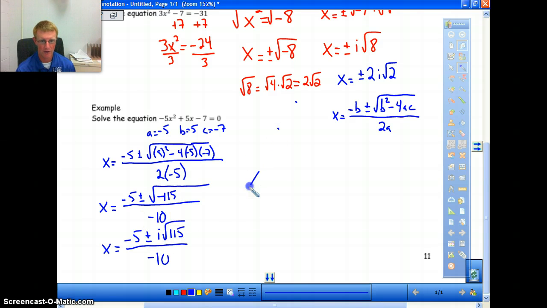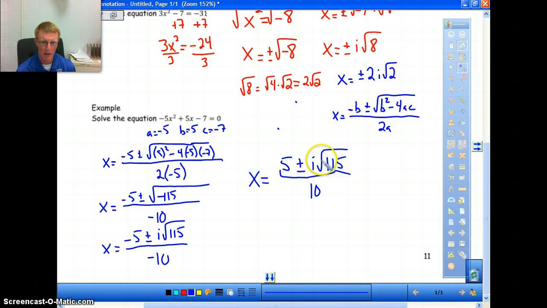So the actual answer here is going to be x equals 5 plus or minus i root 115, all over 10. Okay, and that's really all you need to know about imaginary numbers. You just need to know what to do when you have the square root of a negative number. Now, don't forget, always check to see if you can reduce your radical. In this case, we can't. 115 is as reduced as it possibly can be.